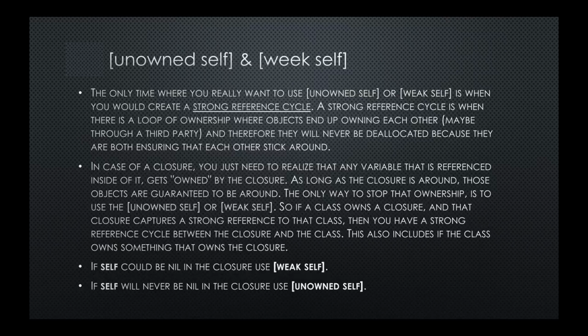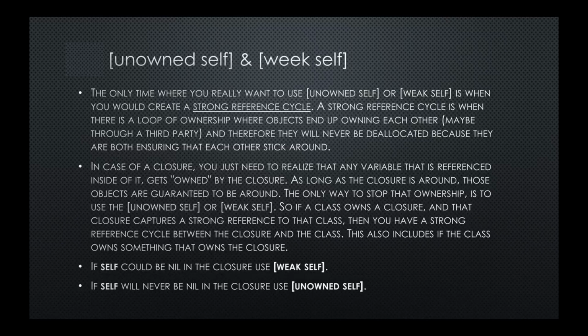So when do you use unowned self and when do you use weak self? If self could be nil in the closure, use weak self. So weak can be nil, but unowned cannot be nil. We also talked about this in our last interview questions series, the first part. So whenever you are using unowned, you have to make sure that that particular object can never be nil, whereas weak can be nil. It can be an optional.